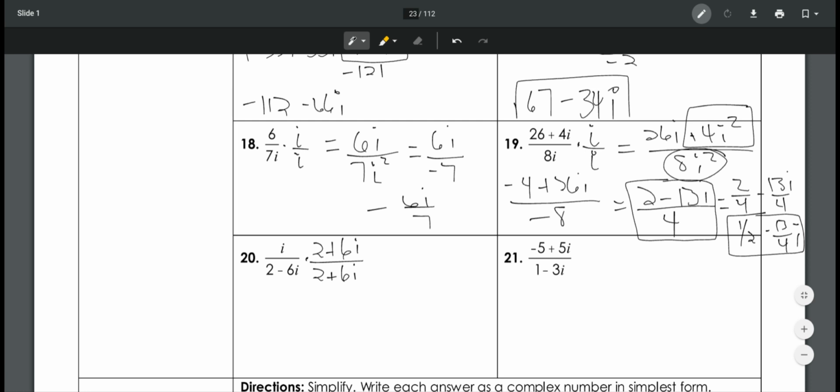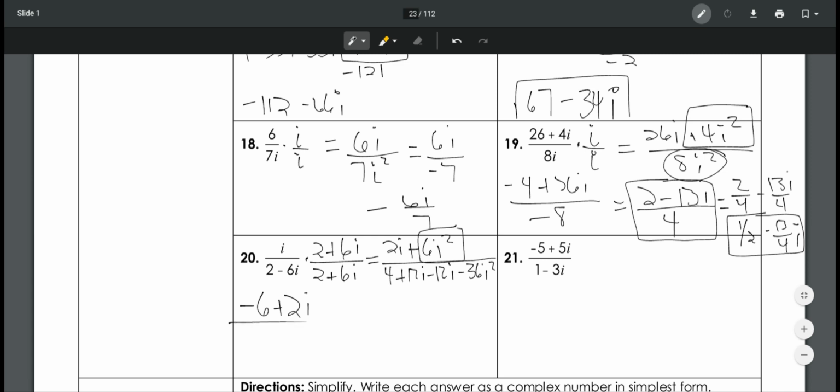Across the numerators, I'm going to distribute. That is going to give me 2i plus 6i squared. Across the bottom, I'm going to have to completely FOIL. 2 times 2 is 4. 2 times 6i is positive 12i. It will cancel with the negative 12i I get next. And then I finally get negative 36i squared. Now, I have 2 i squares that I need to clean up. I have an i squared in the numerator, so that gives me -6 plus 2i.